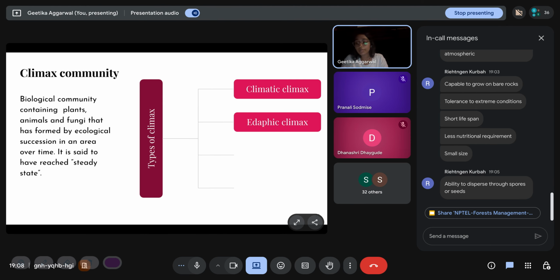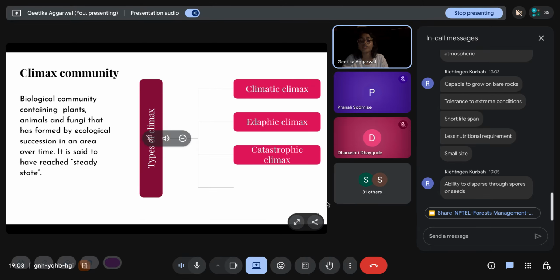Then there is edaphic climax. Basically, that is the kind of climax community which is controlled by the soil type or the soil conditions of the region. So what kind of a soil is found in that region basically controls this climax. So that's called edaphic. Then there's catastrophic climax, which is controlled by catastrophic events, like I said, for example, a wildfire. If that affects the climax community, then that's called a catastrophic climax.